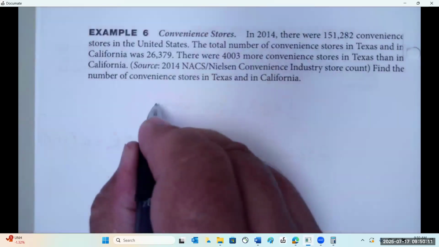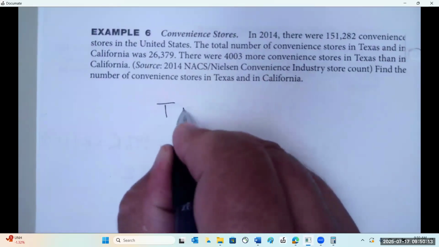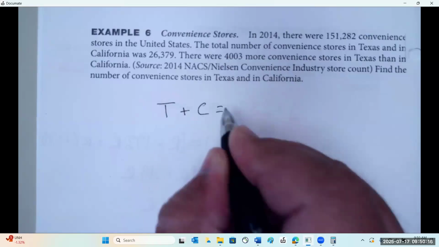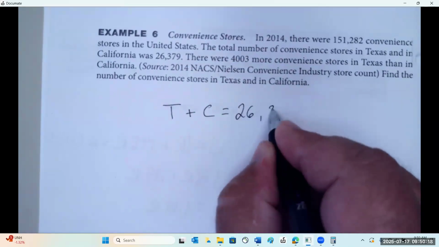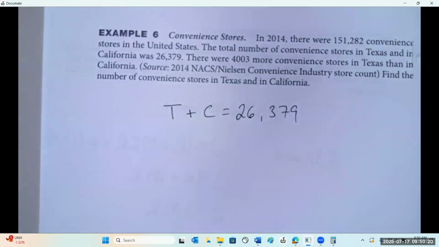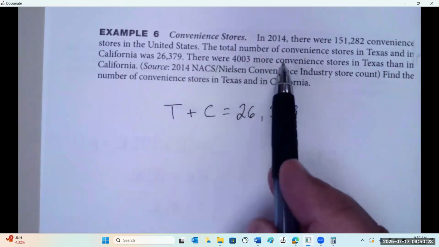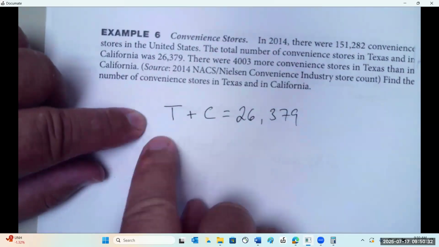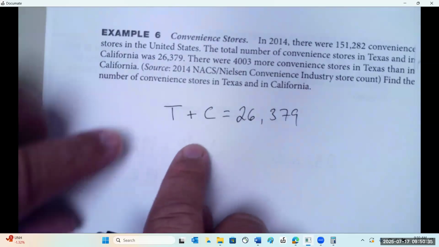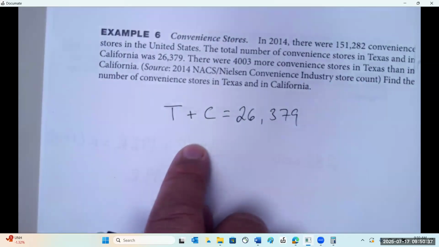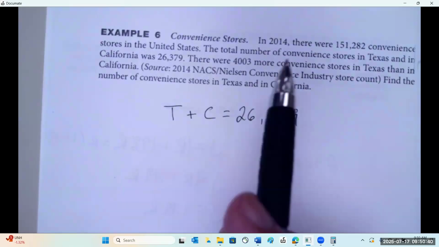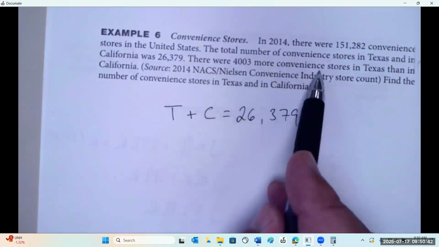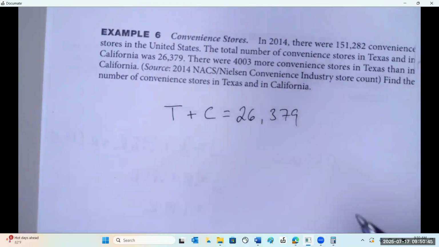What it's telling us is the number of stores in Texas plus the number of stores in California have to equal 26,379. Now, the next sentence tells us, so here's the overall statement. Now, how are Texas and California related? There were 4,003 more convenience stores in Texas than in California.